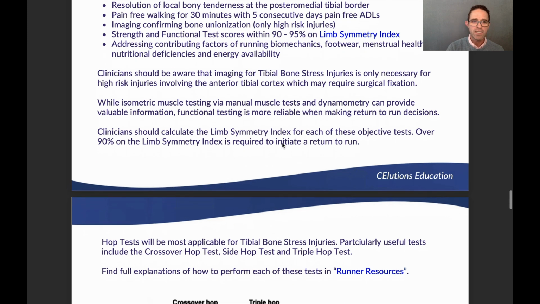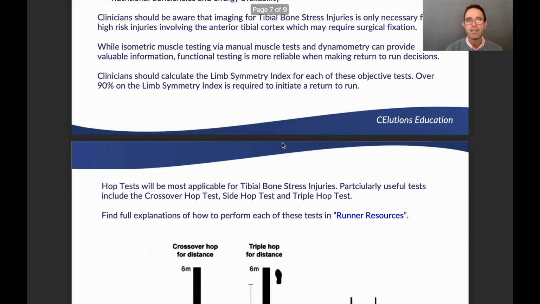The other thing is we want to definitely take an amount of strength the patient has, and that can be done by isometric muscle testing via manual muscle tests and dynamometry. However, the real valuable information is going to be functional testing. That's going to be more reliable, and it's going to really help you make return to run decisions. Now, clinicians should calculate the limb symmetry index for each of those objective tests, and over 90% on the limb symmetry index is really required to initiate a return to run program.